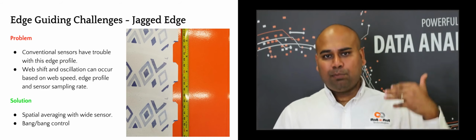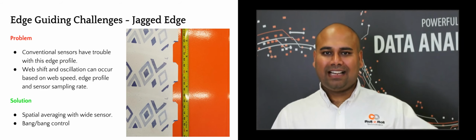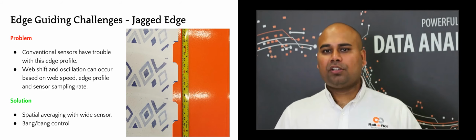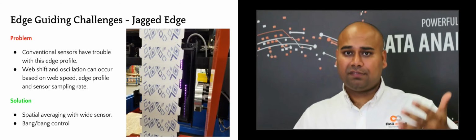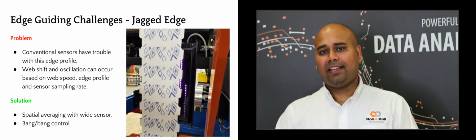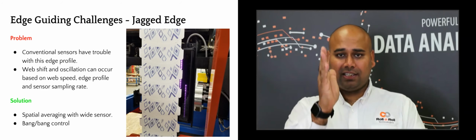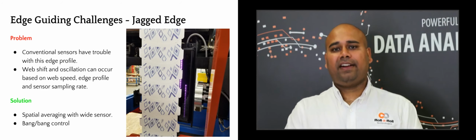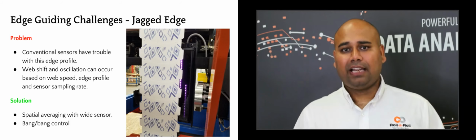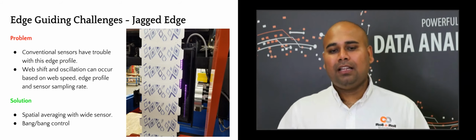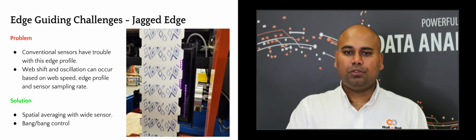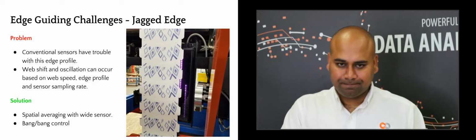So temporal averaging or time-based averaging is not a solution for that, but spatial averaging or spatial filtering is. In this case, you would align the sensor vertically along the machine direction and then have some kind of bang control to be able to guide the web. This is a technique that we use to guide some of these webs like this.